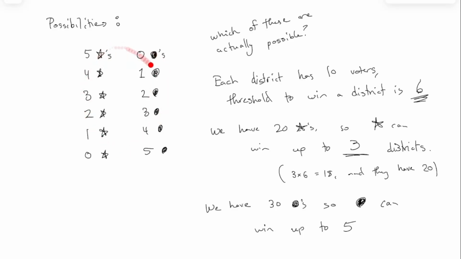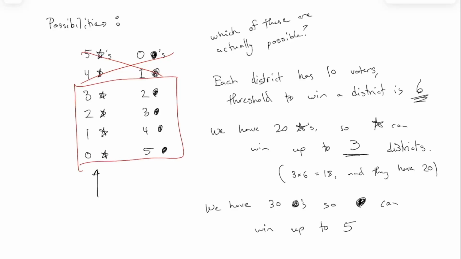Look at this big list here. Some of these are not actually possible. We said the star can win up to 3. That means this is possible, but this 4 and 5 star are not possible. So I'm going to X out these. And the circles can win up to 5, so I don't have to X out anymore. Even this one, which is fairly extreme, is still possible. So these here, these are the possibilities. These are the possible outcomes.